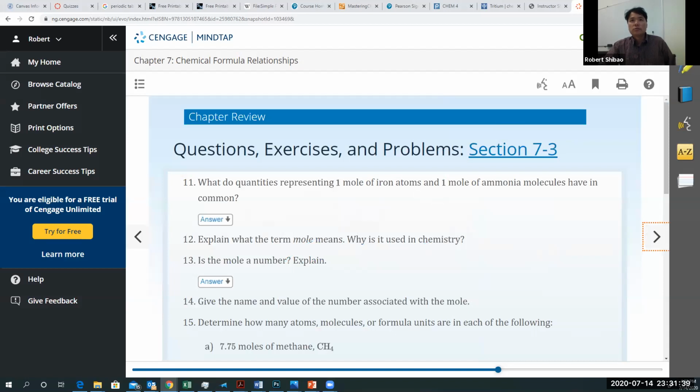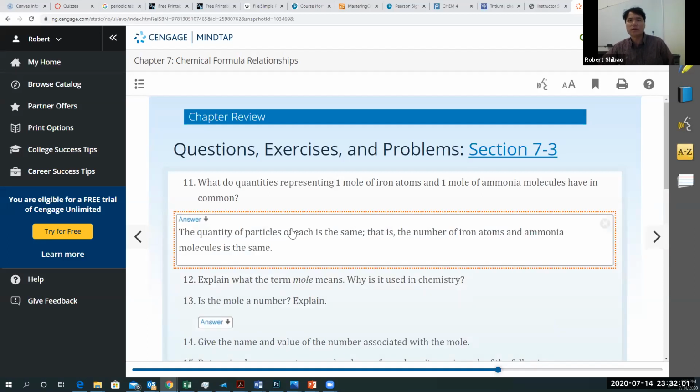What do quantities representing 1 mole of iron atoms and 1 mole of ammonia molecules have in common? They're both going to be 6.022 times 10 to the 23rd. This would be 6.022 times 10 to the 23rd atoms. This would be 6.022 times 10 to the 23rd molecules. They're different because one describes the number of atoms, the other describes the number of molecules.